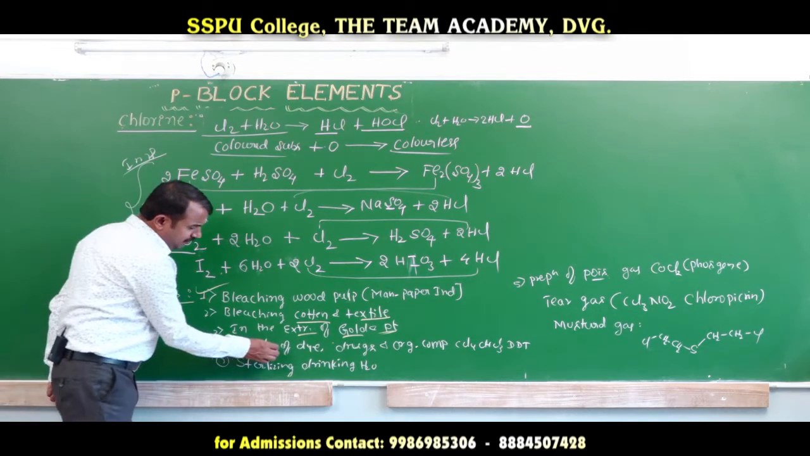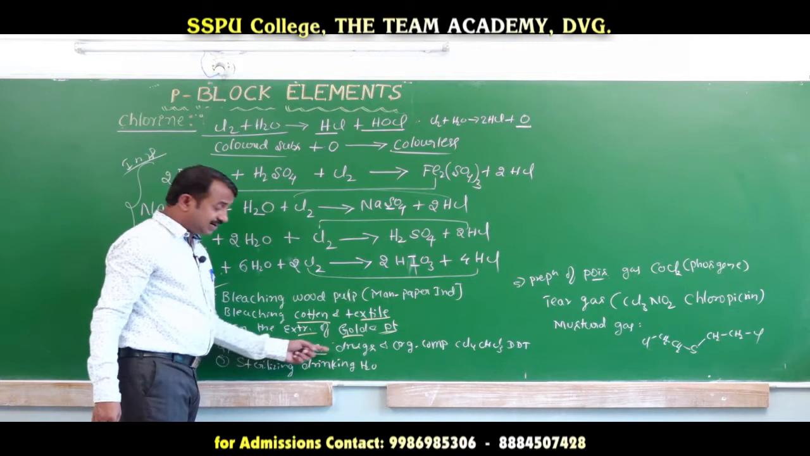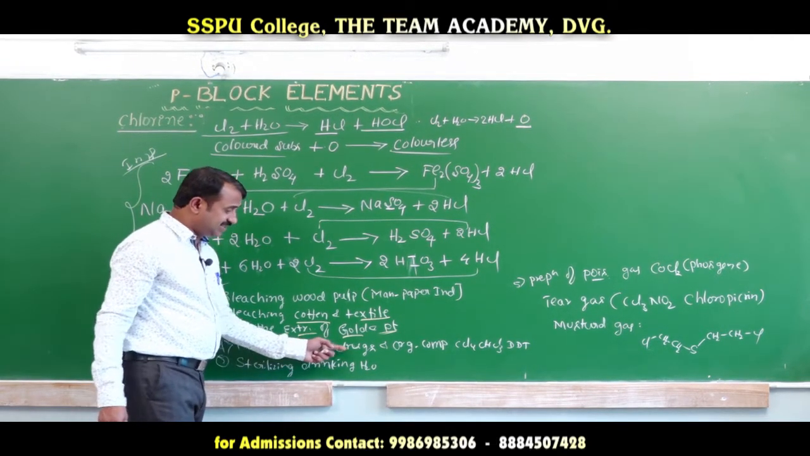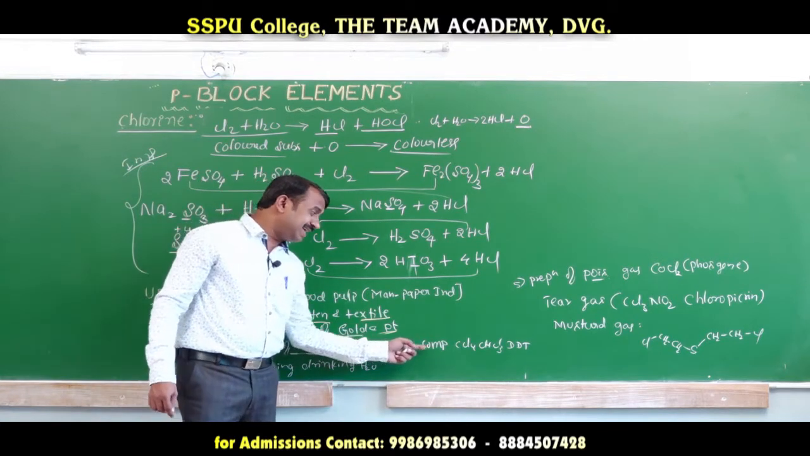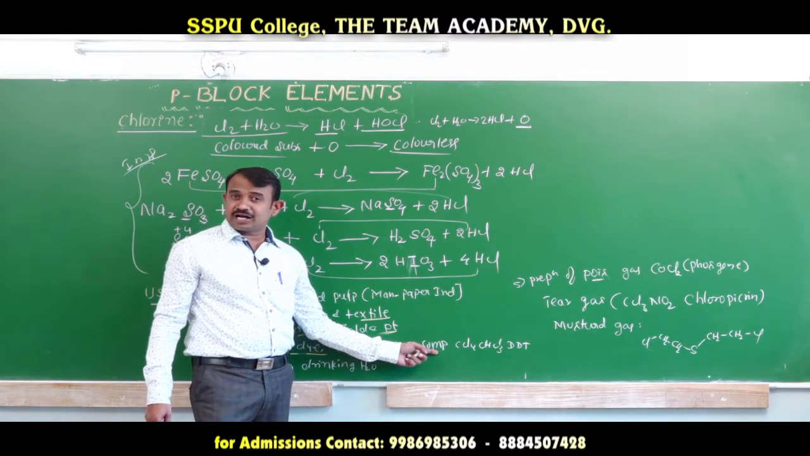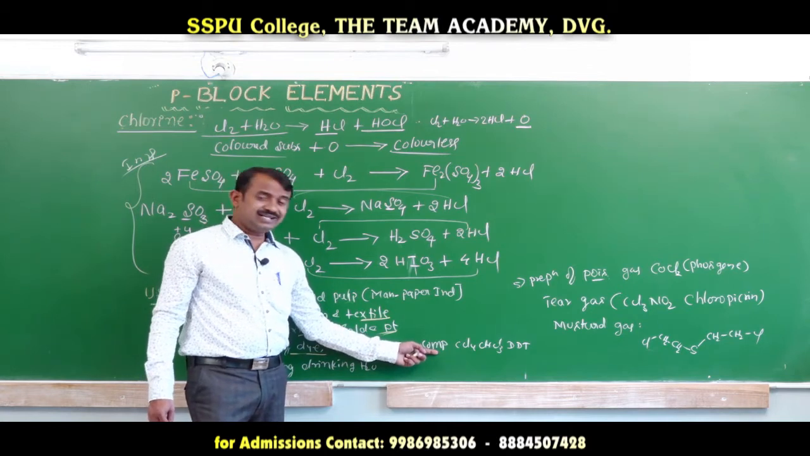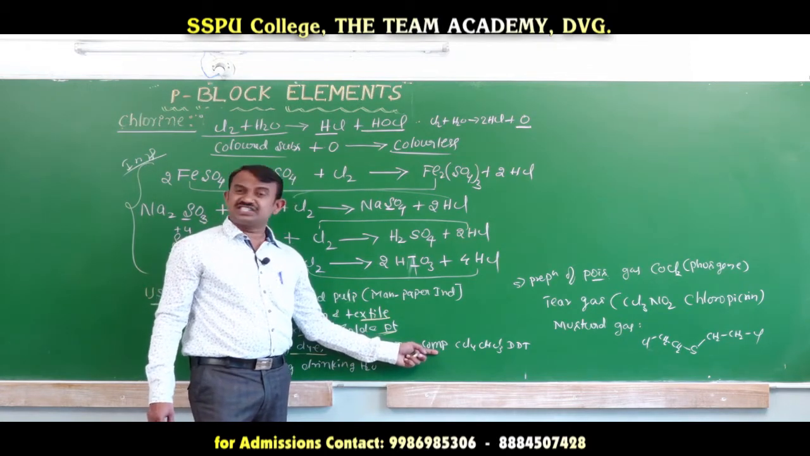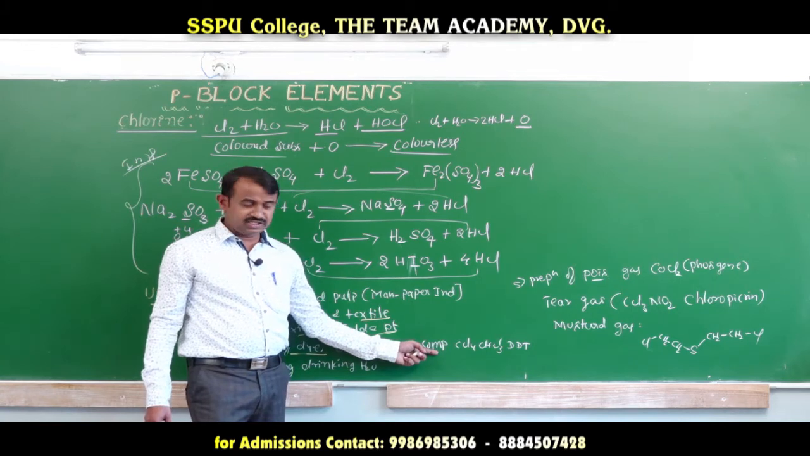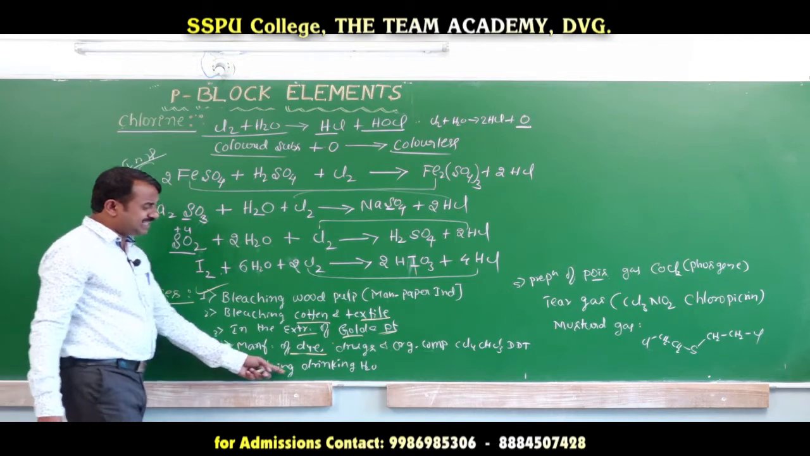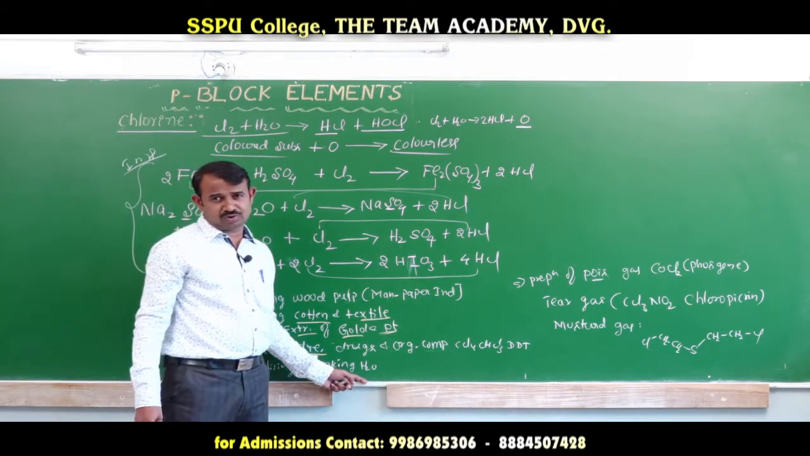Next one, the manufacture of dyes and drugs in pharmaceutical industries, and organic compounds such as carbon tetrachloride, chloroform, dichloro-diphenyl-trichloroethane (DDT), and refrigerants, that is freons. These are all important. Next, sterilizing drinking water is also one of the important uses.